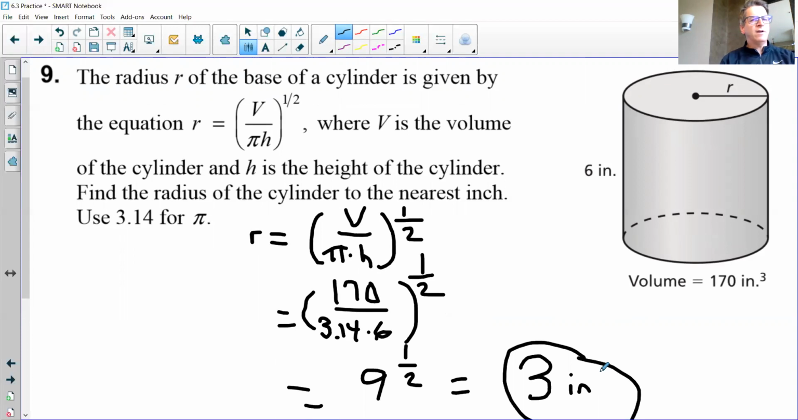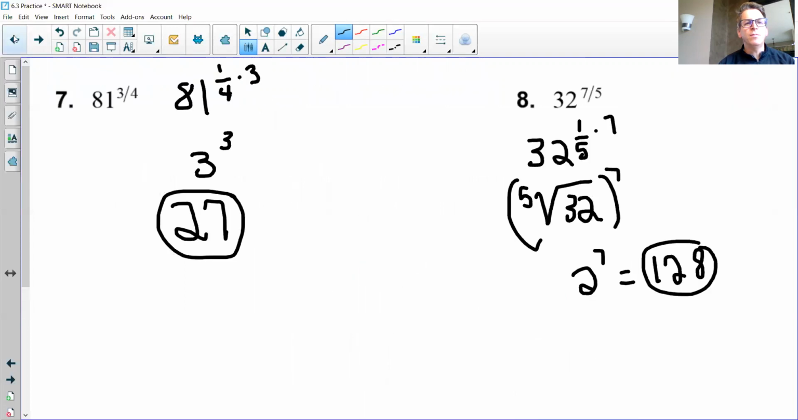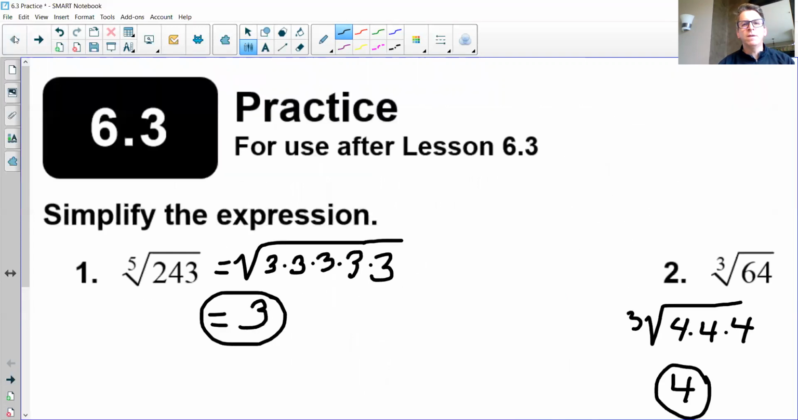Try not to use your calculator on this and use your simplified radicals and rational exponents today. So you had the lesson yesterday. We had this little assignment from yesterday, 6.3 practice. Hope you enjoyed it.